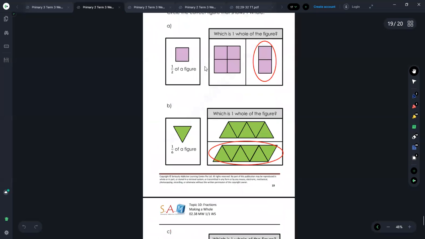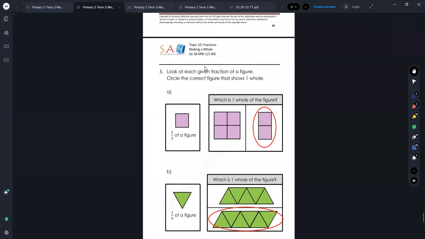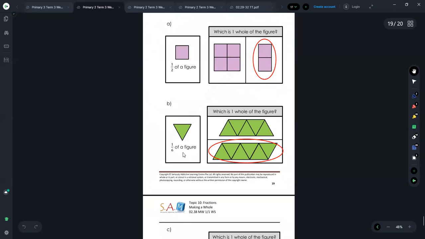All right. Now next, we have this question here. Look at each given fraction of a figure. Circle the correct figure that shows 1 whole. So here it is 1/2 of the figure. So this means 1 part, 1 out of 2 parts. So that means the whole must have 2 parts. Do another one with them. If this is 1 out of 6, the whole would have 6 parts.